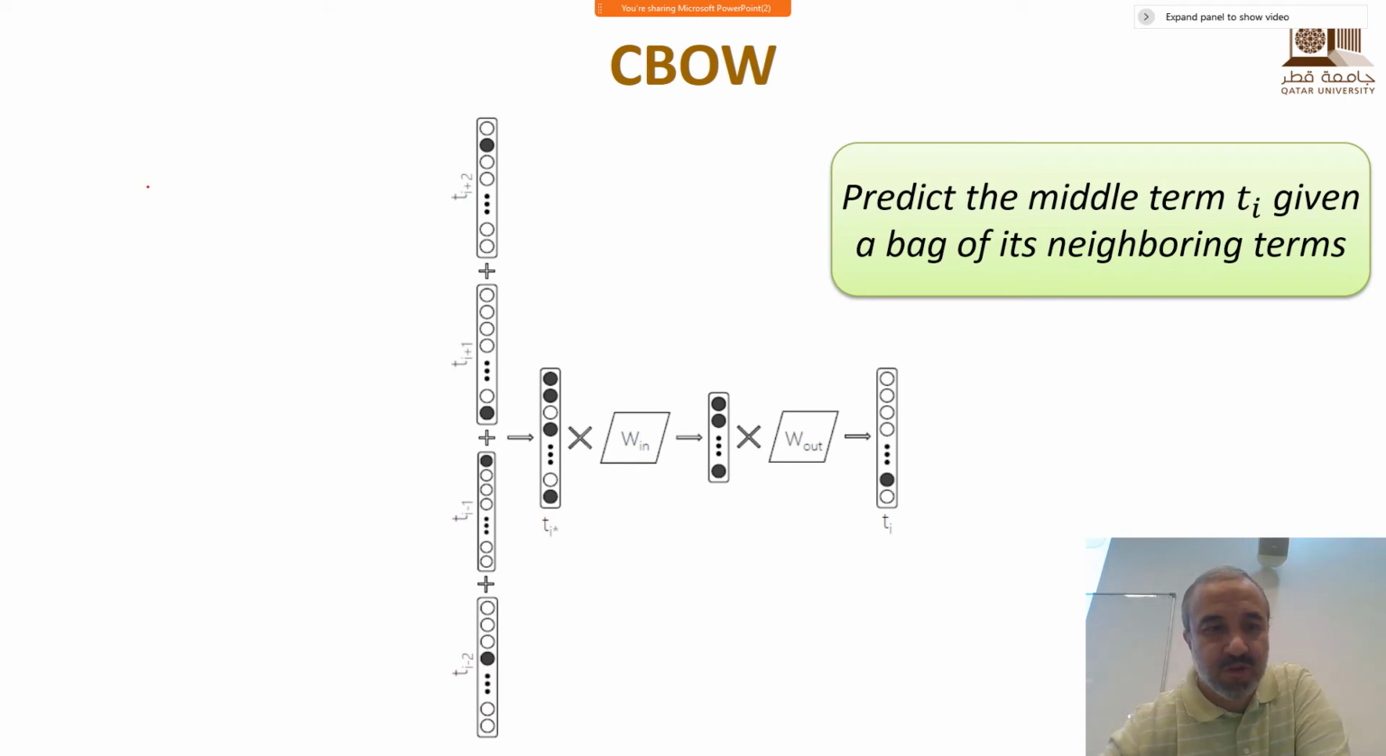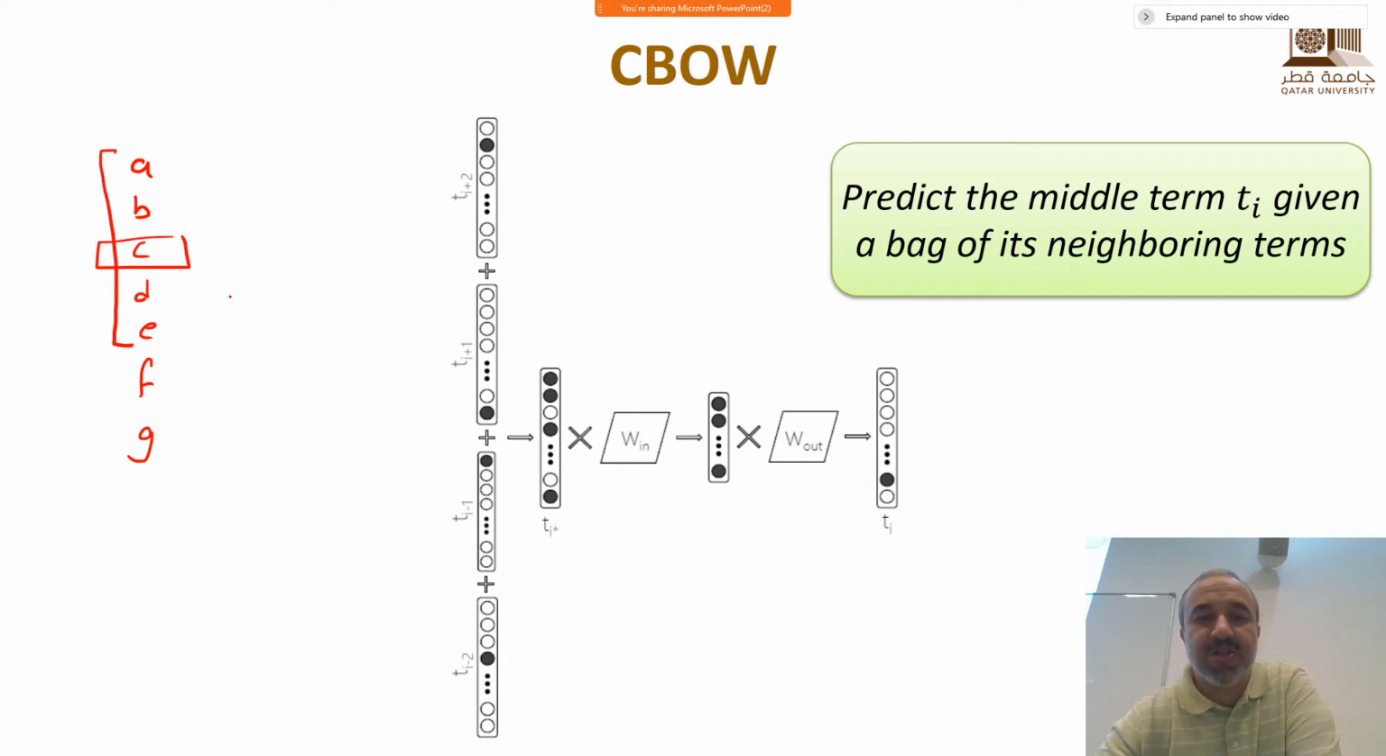Okay. So A, B, C, D, E, F, G. These are words, terms. How can we generate training examples here? Let's say that the context is still 5. So that's the first context. Where is the middle word? C. So what will be the input? A plus B plus D plus E. And the output will be C.